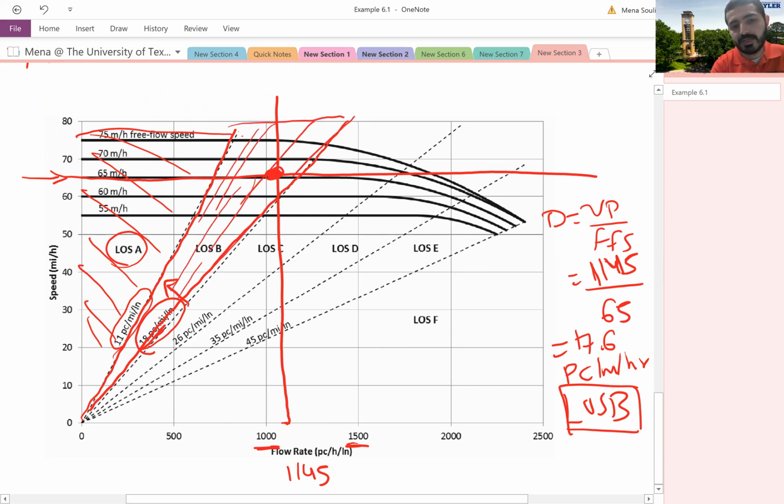Anything within this triangle is level of service B. Or if you want to be more accurate and double check, just divide the flow rate over the FFS, the free flow speed, and get the density 17.6. And again, level of service C is somewhere between density 18 and 26. Anything between 11 and 18, that's level of service B. And therefore, you get the level of service for this freeway, which is equal to B. Any question on example 6.1?